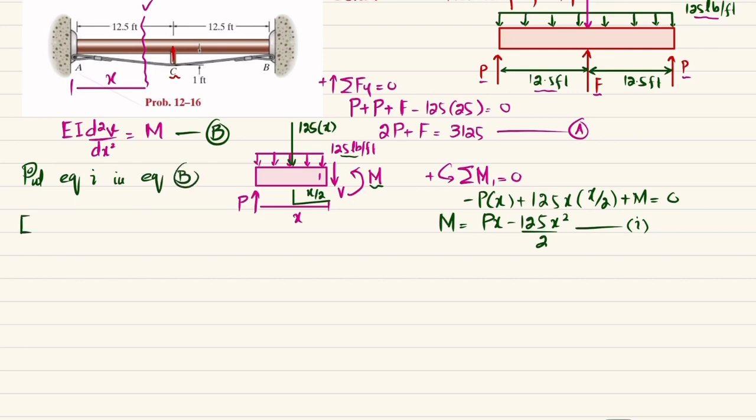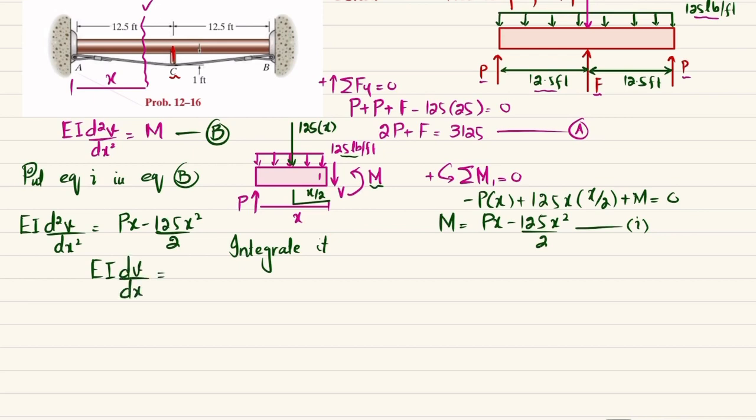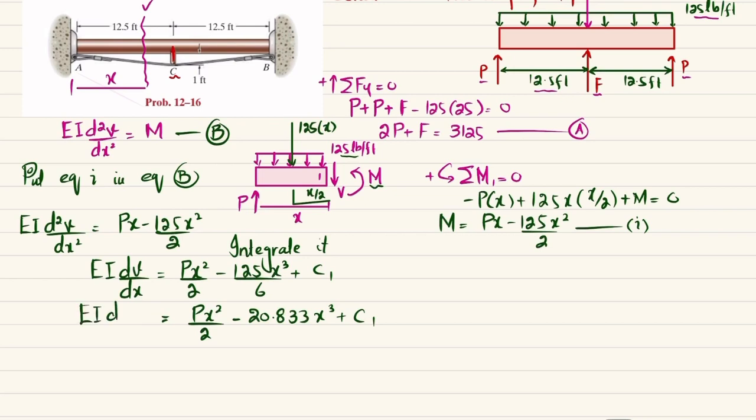So what you will get is that EI into d square v over dx square is equal to Px minus 125 x square over 2. So integrate this equation, you will get EI into dv over dx is equal to Px square over 2 minus 125 x cube over 6 plus a constant of integration, which is c1. If you simplify it, it will be equal to Px square over 2, and 125 divided by 6 will be minus 20.833 x cube plus c1. Okay, let this be your equation number C.